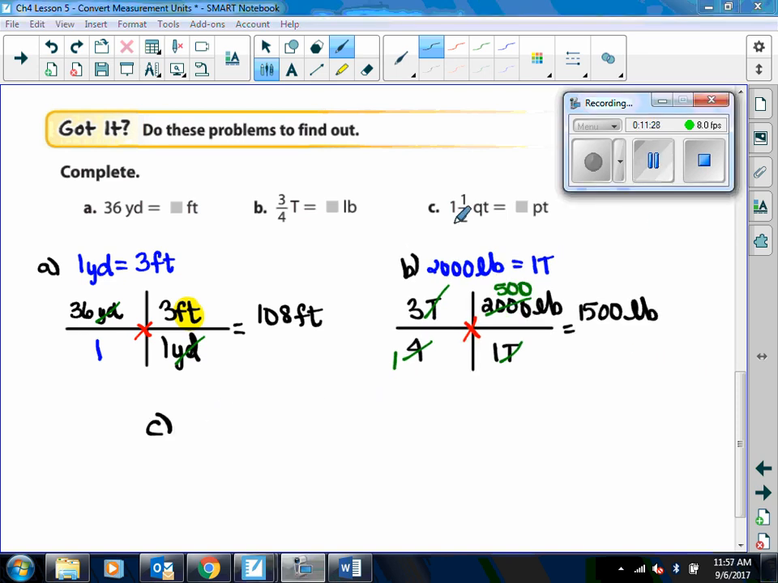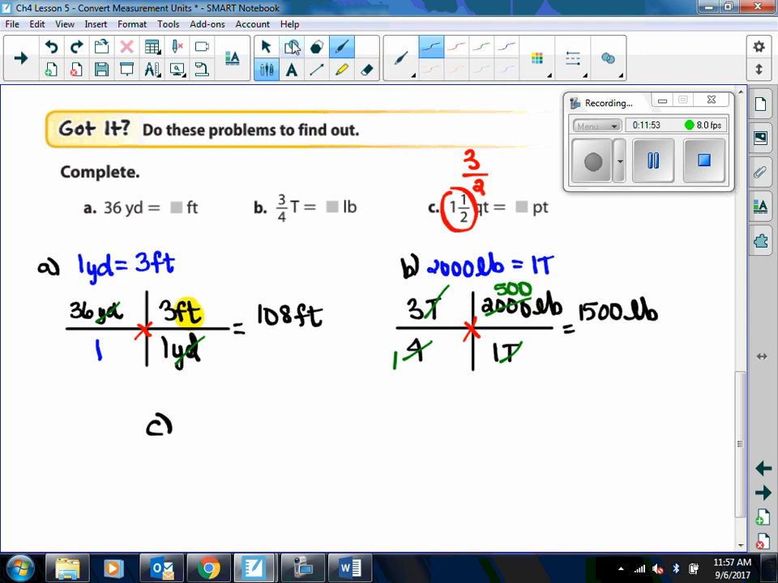All right, for example C. Now here's a little bit different fraction. This is a mixed number. Before we put this 1 and 1/2 into our dimensional analysis chart, we need to change that to an improper fraction. So 1 and 1/2 is going to be equal to 3/2. So that is what we're going to put in our chart.